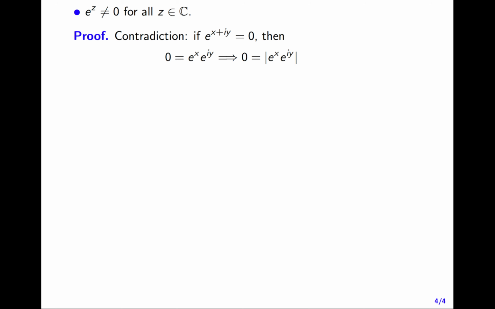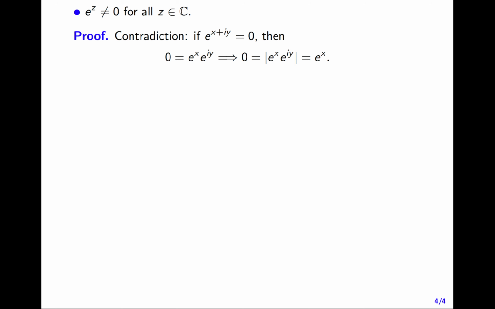More comfortingly, we have the property e^z is non-zero for all complex z. So whatever e^z is, like the real exponential, it can never be 0. Let's prove this by contradiction. If we have e^(x+iy) = 0, then we just have 0 is e^x times e^(iy). And so if we take the modulus of this, we get 0 is the modulus of e^x times e^(iy). And that modulus is e^x, because e^x is always positive, and the modulus of e^(iy) is 1.